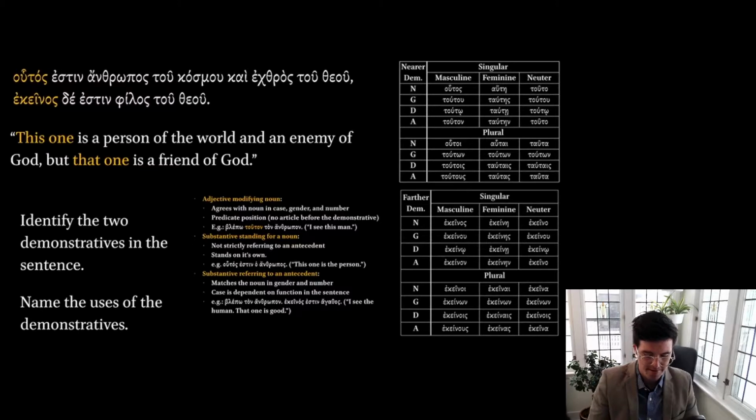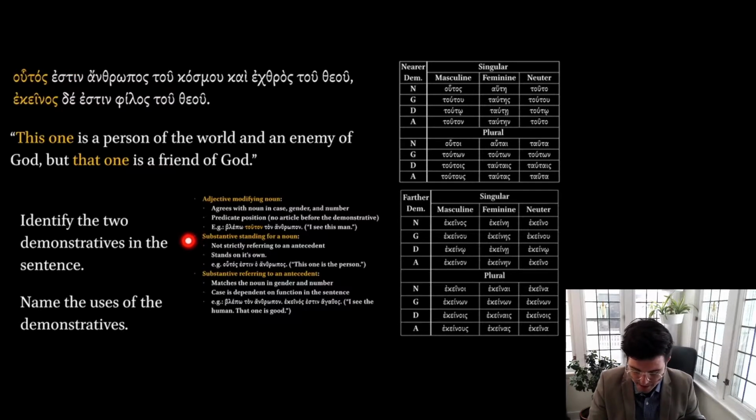So what you should have found is that houtos is our nearer demonstrative. Ekainos is our further demonstrative. So this is our identification of the 2 demonstratives. And this first one is going to be used as a pronoun. It's the noun, the subject of the verb estin. So this one is. So we would say that it is a substantive.